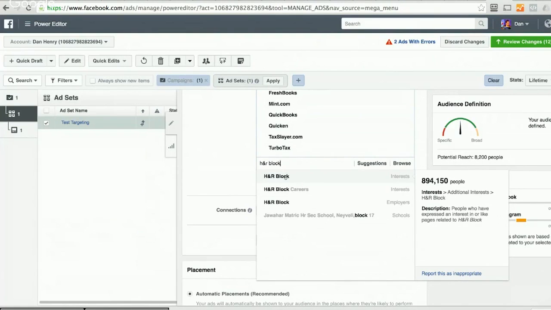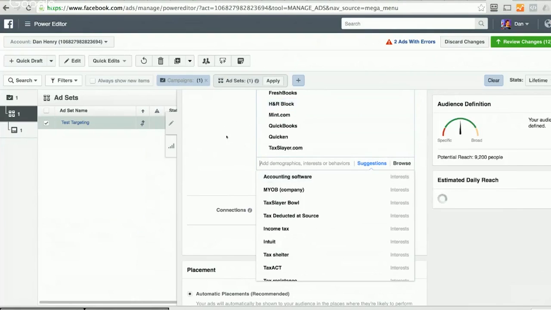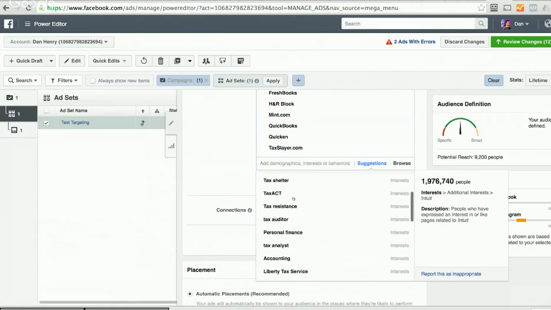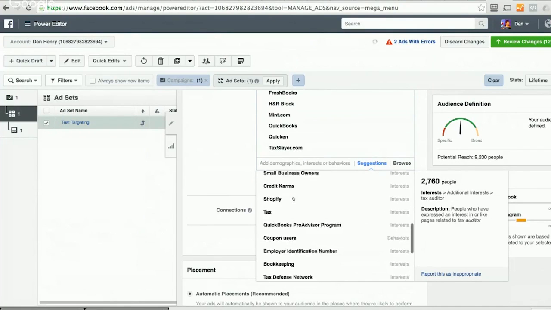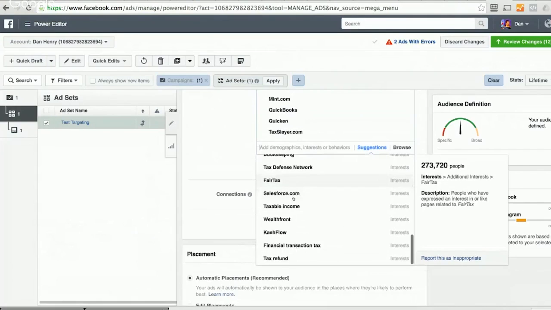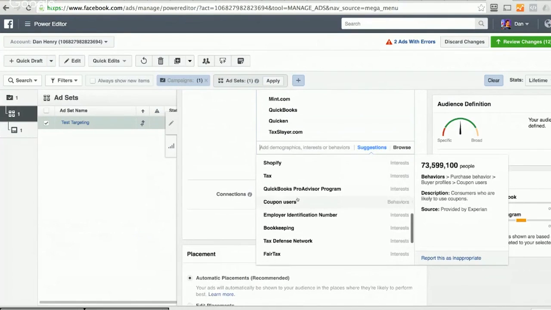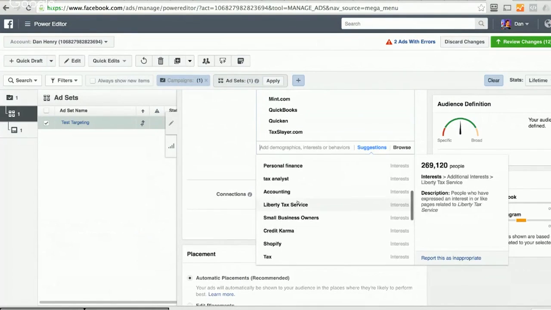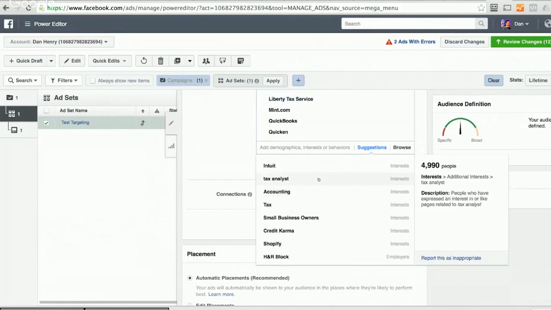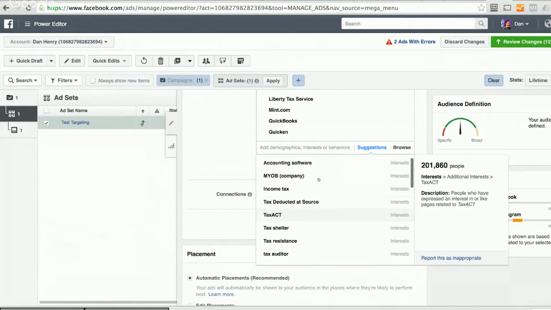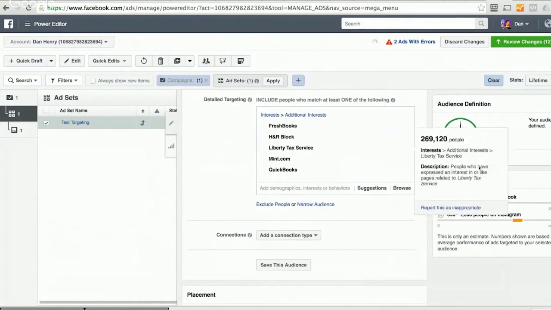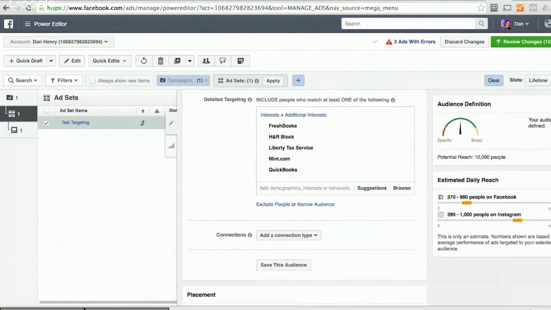Remember, make sure you select interests, because you don't want to select employers, or H&R Block careers, because that's not what we're looking for. So H&R Block. What else do we got here? You can probably find more. Liberty Tax Service, that's one. Okay. All right. So let's just stick. So we get 10,000 people to work with. Not bad.